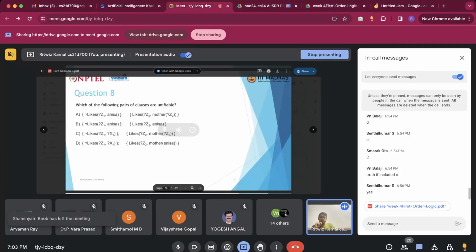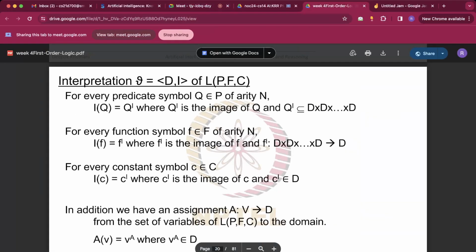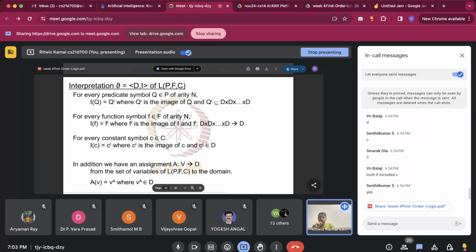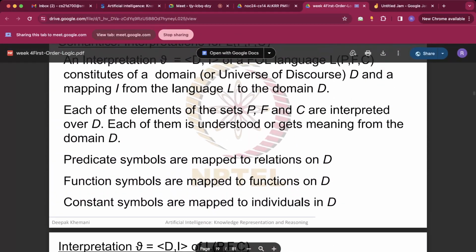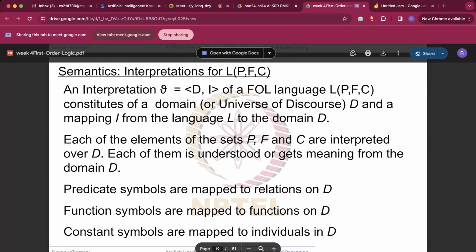Okay, in the meantime, Aryaman, are you still there? Yeah, I see you. So, before discussing the current question, the doubt about the interpretation question can be answered through our lecture slides itself. Like we were seeing the definition of interpretations over here.